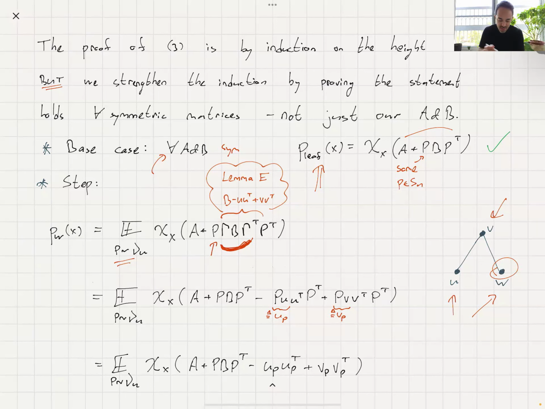Okay, so opening this up, you get the characteristic polynomial of A plus PB transpose. That's the B. And then you have minus PU U transpose P transpose, right? And then plus PV transpose P transpose. And now let's call this vector UP and this vector VP, just as a shorthand. So PW of X is really the expected characteristic polynomial when you sample according to U of A plus PBP transpose minus some, UP transpose plus VP transpose. Okay.